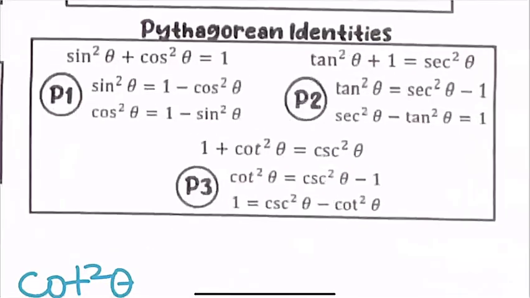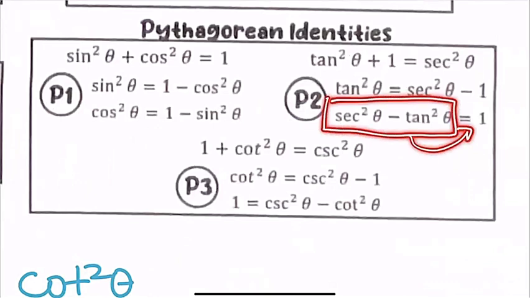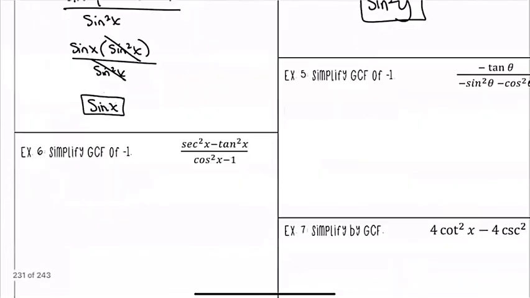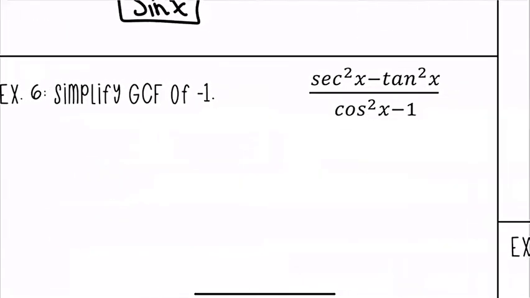Based on this, that would be P2. And that actually is already in the correct format. Secant squared minus tangent squared is equal to 1. So in the numerator, I'm just going to apply P2. And per P2, the numerator is actually equivalent to 1.